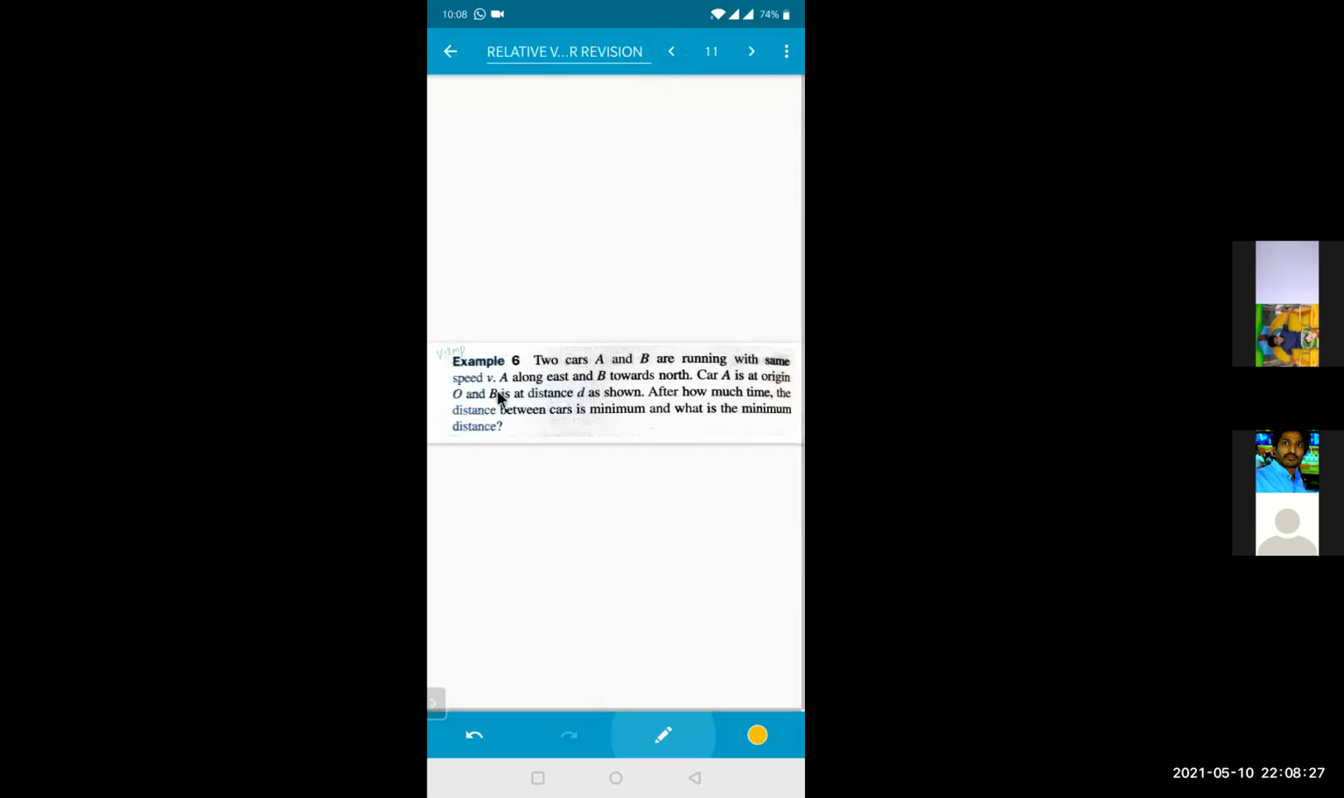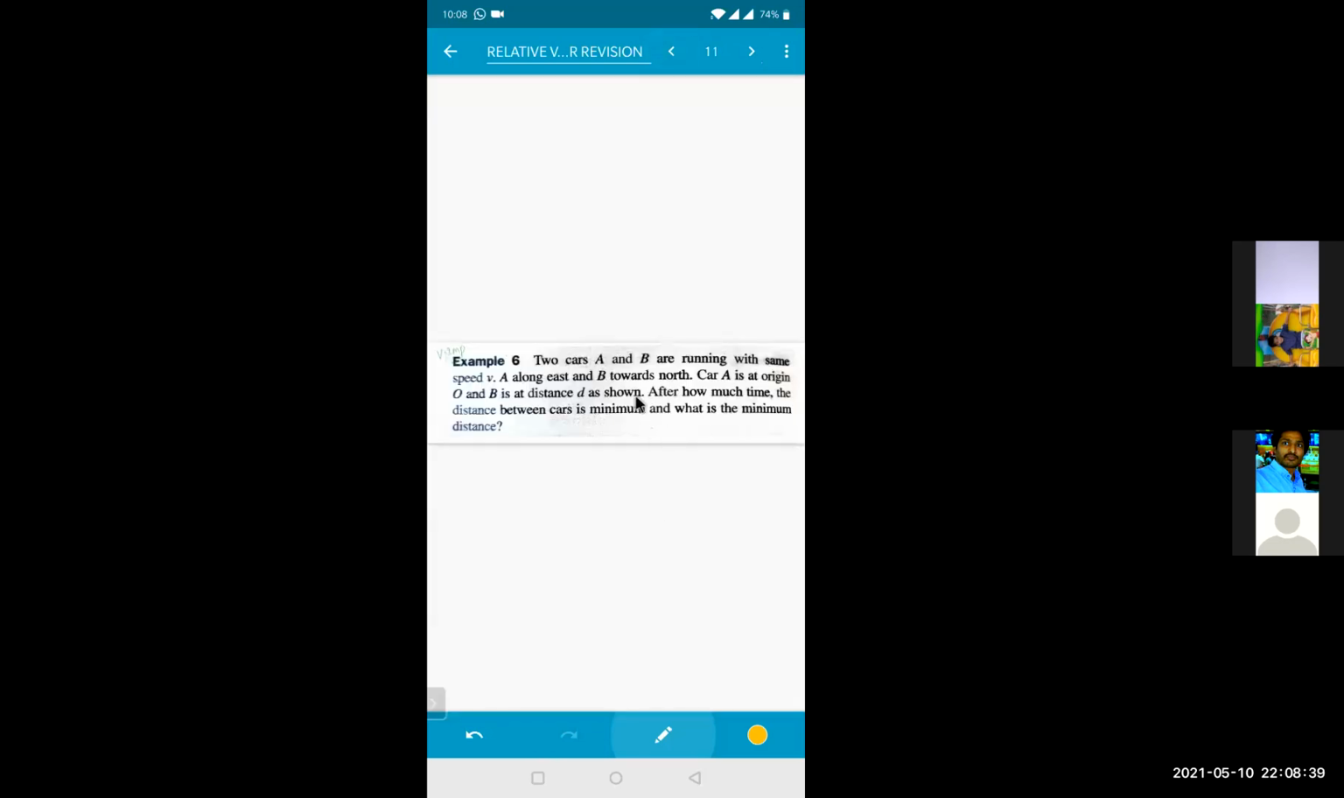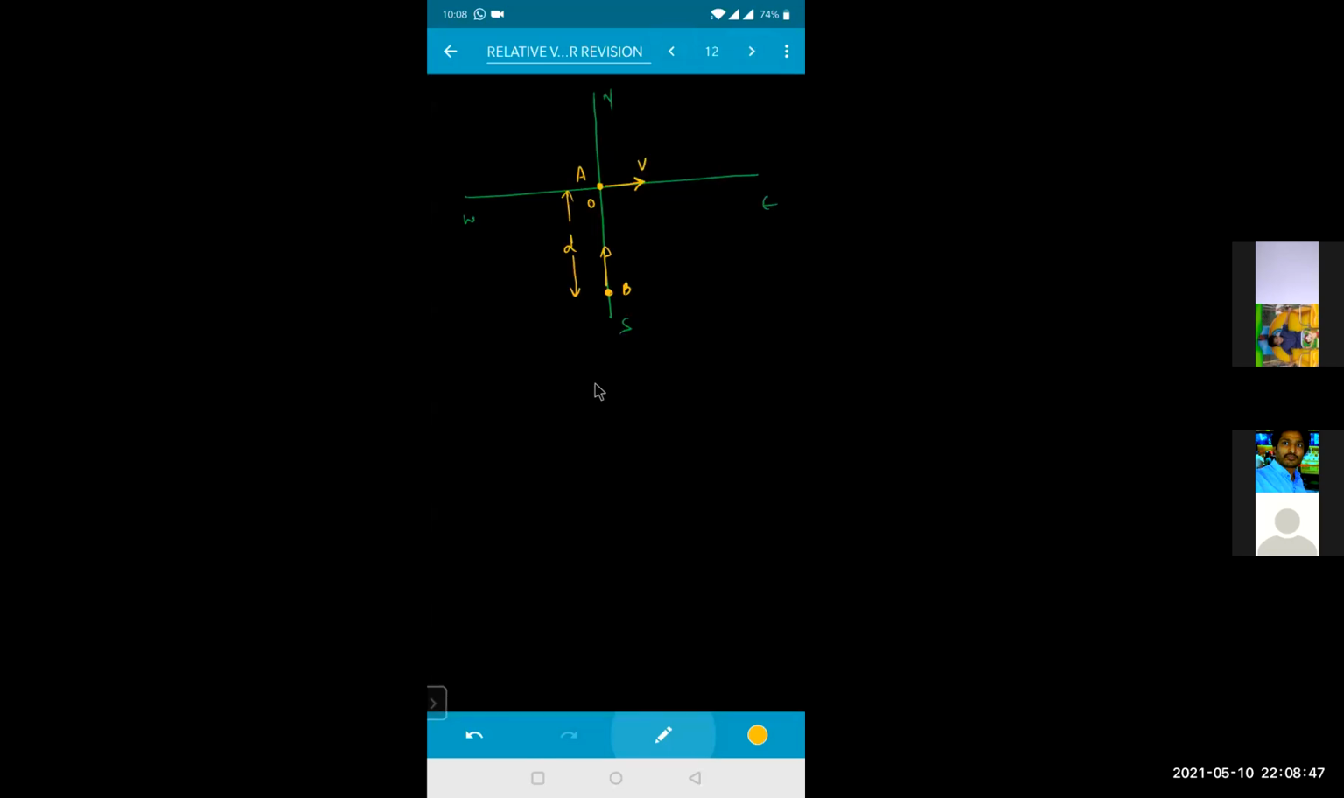Car A is at the origin O and B is at a distance D as shown in the figure. So this is your distance D. The distance between A and B is D. After how much time is the distance between the cars minimum, and what is the minimum distance between them? So we need to calculate the minimum distance as well as the minimum time.